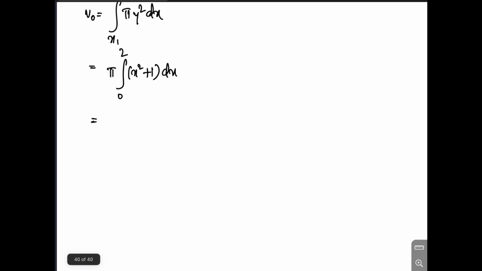Now let's try to integrate here. So after integrating we get x cube divided by 3 plus x. So here we can substitute the limits here. 2 raised to cube divided by 3 plus 2 minus again 0 cube divided by 3 plus 0.